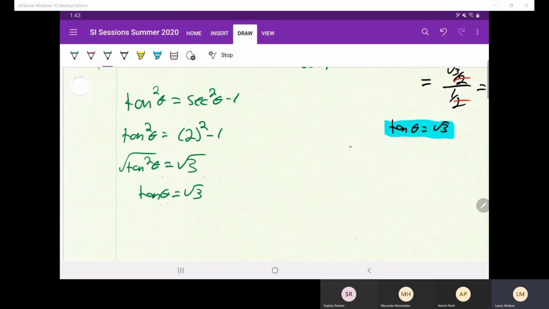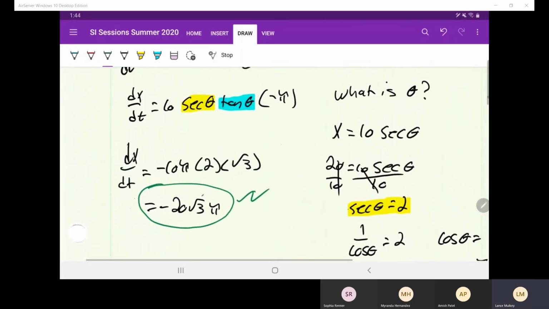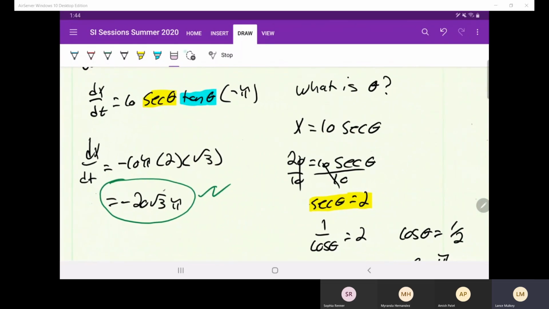That's how he solved that one pretty much. And since he had tangent theta, he didn't need to solve for theta. And this one's wrong, this right here is wrong. It's not in radians. It's in meters per minute.